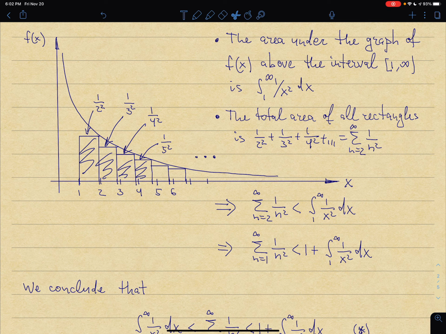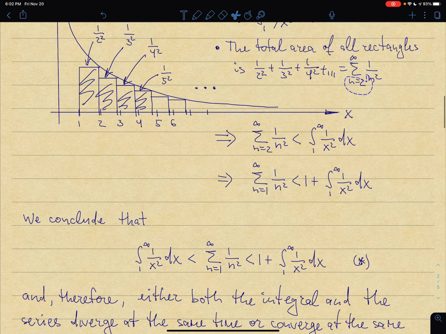So then what is the total area of the rectangles? It's 1 over 2 squared, 1 over 3 squared, 1 over 4 squared. Remember that the bases of all rectangles have length 1. And that is the same infinite series, 1 over n squared, except that the first element of the series is 1 over 2 squared, so that means that my summation starts at 2.